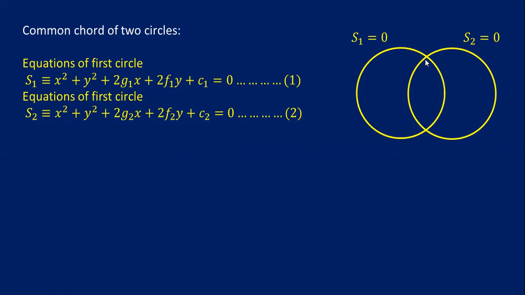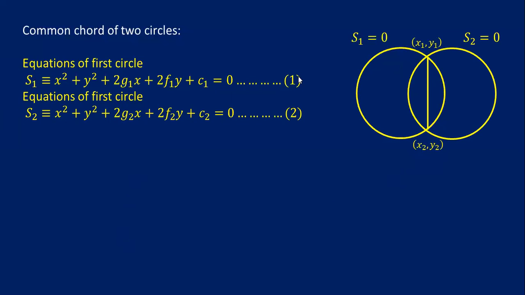Now, the points of intersection: this is point A and this is point B. See the figure, that is a straight line. That is (x1, y1), that is (x2, y2).